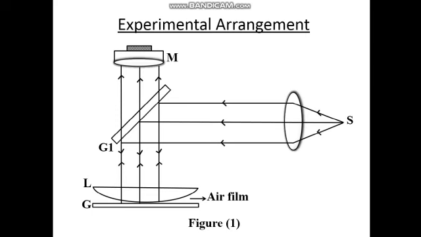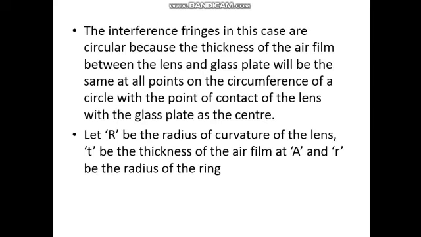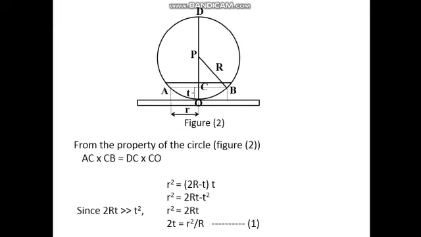The interference fringes in this case are circular because the thickness of the air film between the lens and the glass plate will be the same at all points on the circumference of a circle with the point of contact of the lens with the glass plate as the center. Let R be the radius of curvature of the lens, t be the thickness of the air film at A, and small r is the radius of the ring at A.